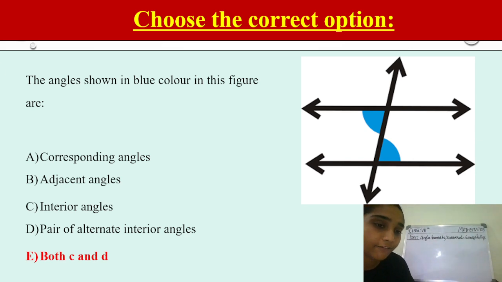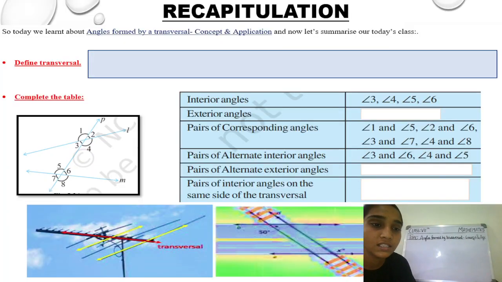Now students, what have we discussed in our today's class? Very good. Today we have discussed angles formed by the transversal, basically the concept of transversal and the applications related to it, and how different types of angles are formed by those transversals. So now students, if I ask you to define transversal, how will you define it? Yes, a transversal is a line which intersects two or more lines at distinct points. Distinct means two or more points, right?